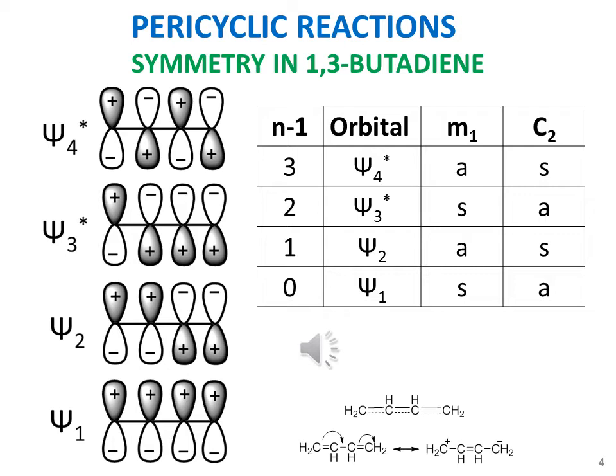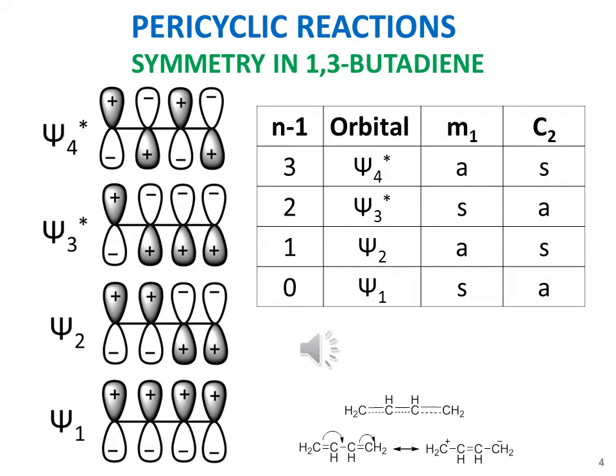Psi2 has higher energy than Psi1. If we talk about the antibonding molecular orbital, Psi3 star, the negatively assigned lobes of p orbitals 2 and 3 are in front of each other, and the positively assigned lobes are in front of each other, and hence they have mirror plane symmetry, and the C2 symmetry is absent. The same is written in the table for Psi3 star. In the M1 column I have written the word S, which stands for symmetry present, and in the C2 column in front of Psi3 star I have written the word A, which means that the C2 symmetry is absent.